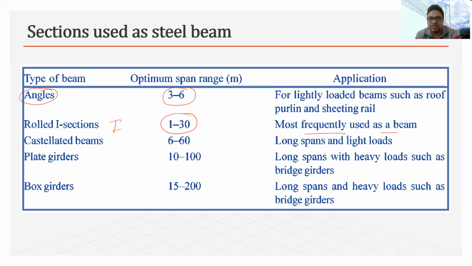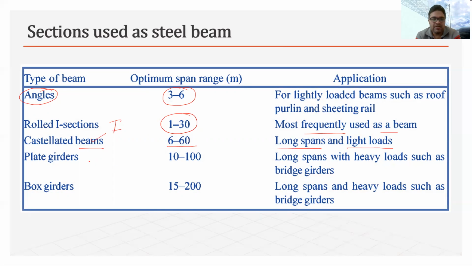Similarly, the castellated beam, I just showed you in the previous slide. The span of the beam can range from 6 to 60 meters. So up to 60 meters long span can be used for the castellated beam. But again, it can be used for long spans with light loading.